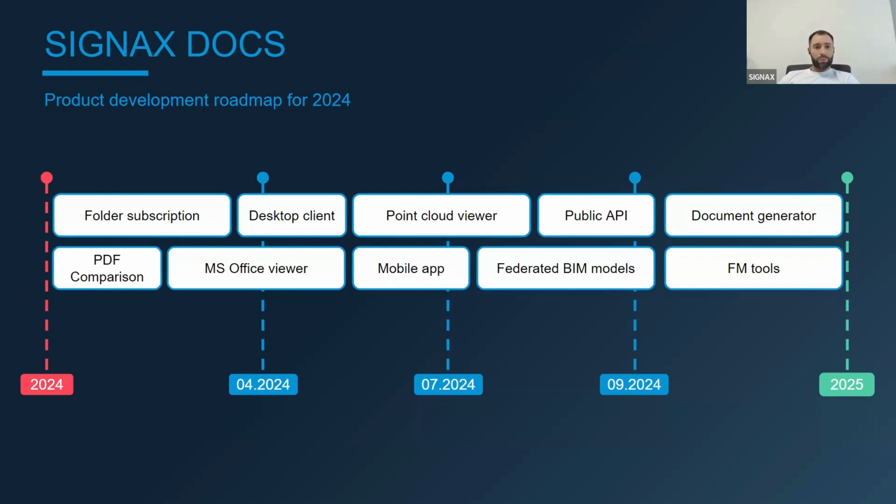So the next slide is about our plans for the current year, 2024. We are undergoing rapid development with an extensive backlog of documented features requested by users. Our current roadmap for 2024 involves significant updates that include a desktop client, point cloud viewer, federated BIM model creation, and a public API as well. Simultaneously, we maintain flexibility and attentiveness to our customer needs, prioritizing features with high demand.